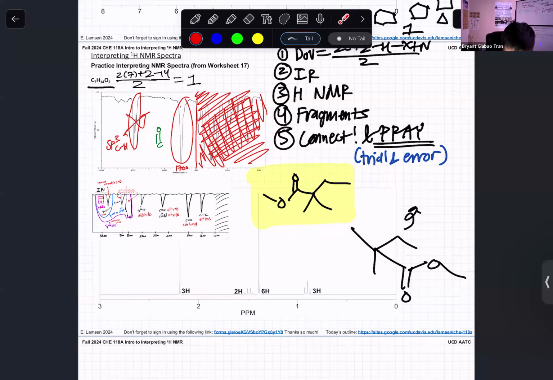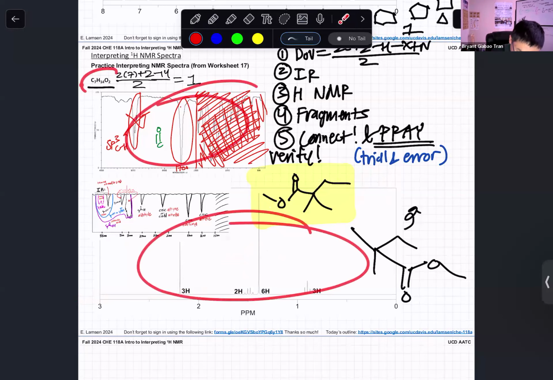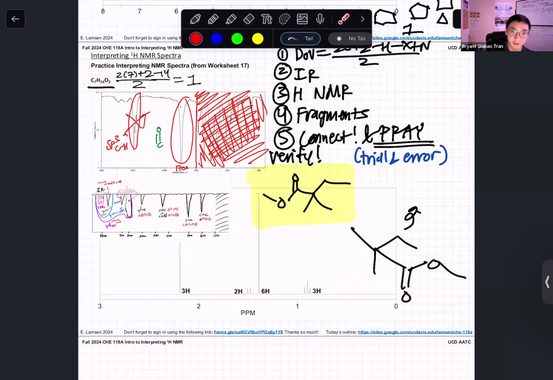I could have broken this down even more to draw out the fragments, but I just went by and then the last thing I do is verify, right? Verify with the information you have: the IR, carbonyl, the HNMR, de-shielded peaks, and then the chemical formula and DOU as well. With all the puzzle pieces you have, verify.